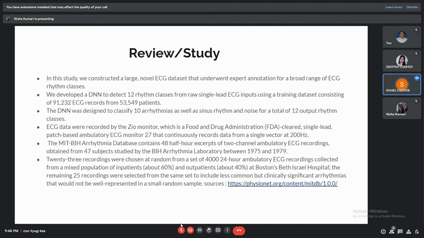Mean age was 69 plus minus 16 years and 43% were women. Mean age on the test dataset was 70 plus minus 17 years and 38% were women. The mean inter-annotator agreement on the test dataset was 72.8%.